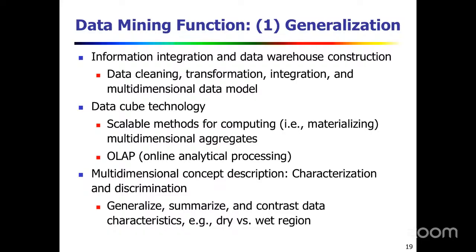And the data cube technology just mentioned: scalable methods for computing and materializing multi-dimensional aggregates, OLAP, online analytical processing, and multi-dimensional concept description, characterization and discrimination. What do we mean by characterization and discrimination? Characterization is about the characteristics of a particular device, work, job or task. Discrimination means comparison: generalize, summarize or contrast and compare the data characteristics. For example, dry versus wet region. When we compare regions, we can say which is the driest area and which is the wettest area. That is contrasting.